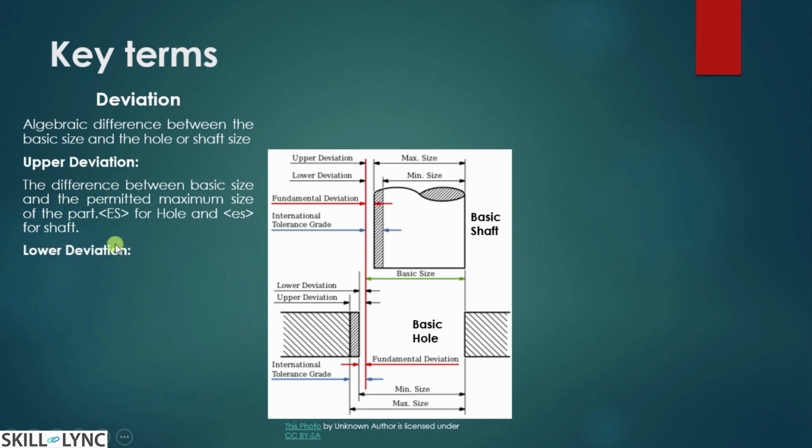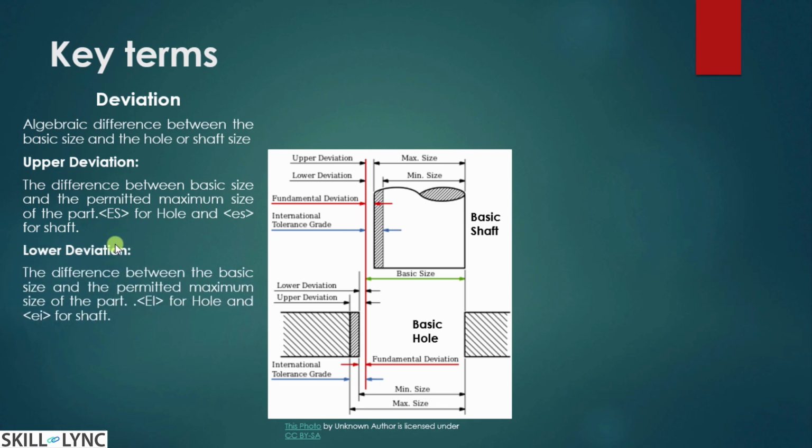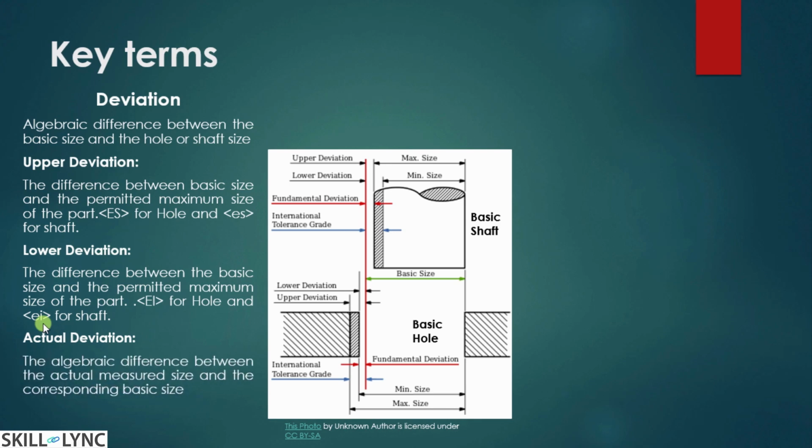Likewise, for the lower deviation, you consider the algebraic difference between the basic size and the permitted minimum size of the part. So for hole, it is EI in capitals, and for shaft it is EI in small letters. So what is the actual deviation? The algebraic difference between the actual measured size versus the basic size. So again, the tolerance denotes the limits that you can operate on. The deviation measures the deviation of the actual component versus the basic component, that is the theoretical component.